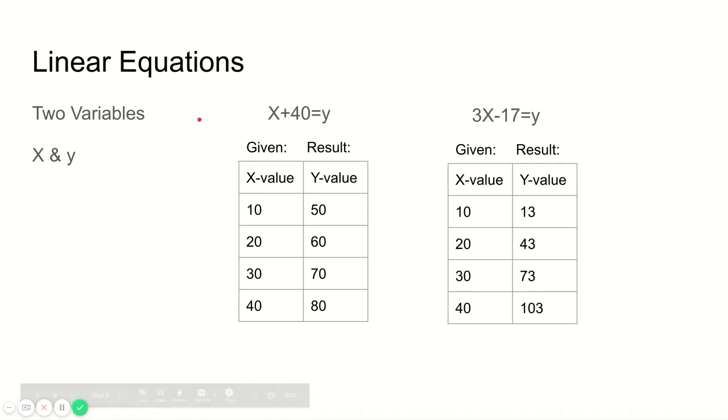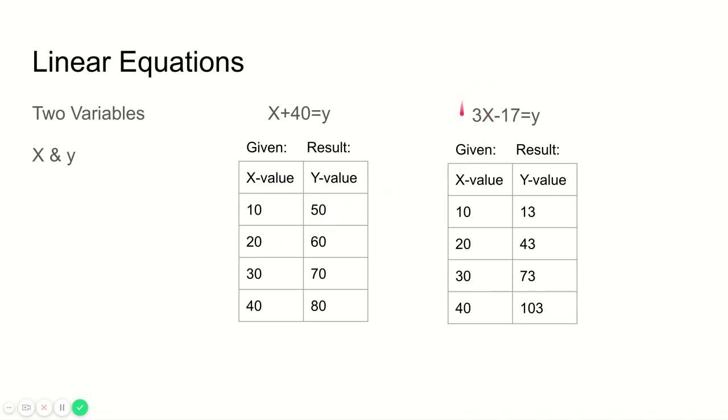So now let's talk about linear equations. These are when two variables are used and when they don't have exponents. So these use the variables x and y. And if we're given an equation such as this, x plus 40 equals y, you can get two values. Let's say if you're given the x value of 10, you would get a y value of 50, and so on. And usually you can see that if this is plotted onto a graph, you would get the coordinates, and these would form a line.